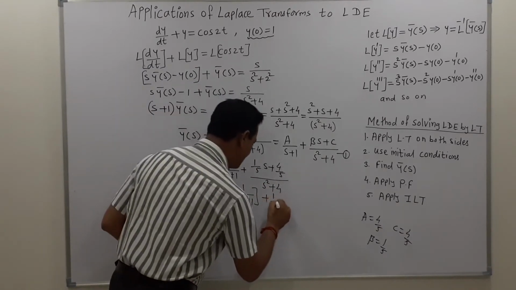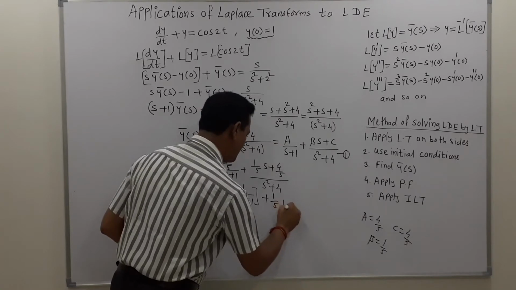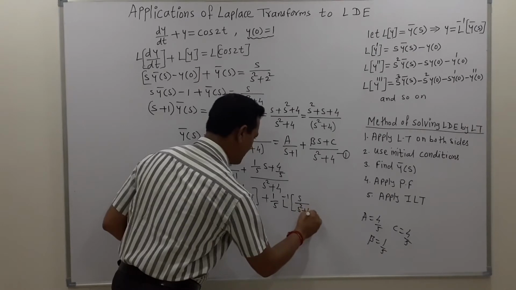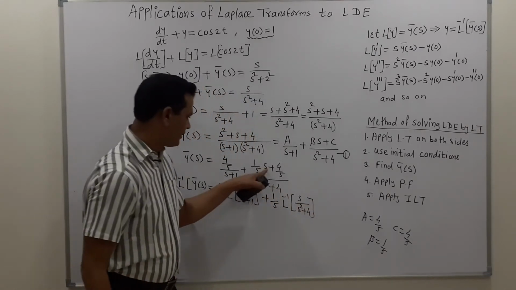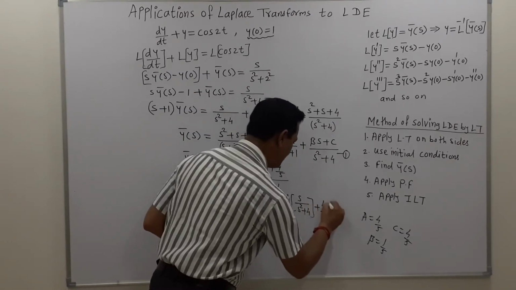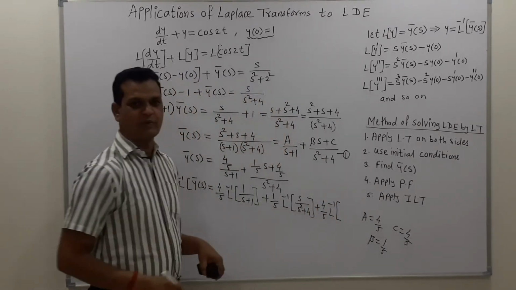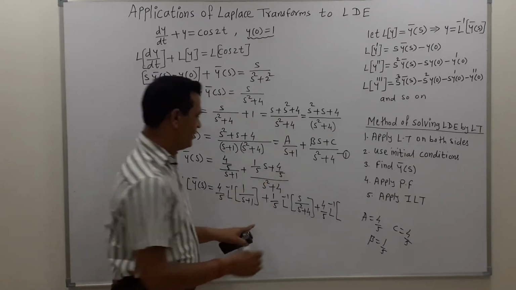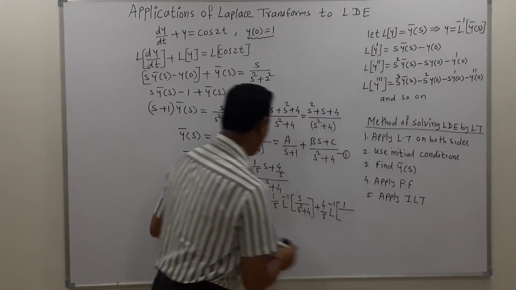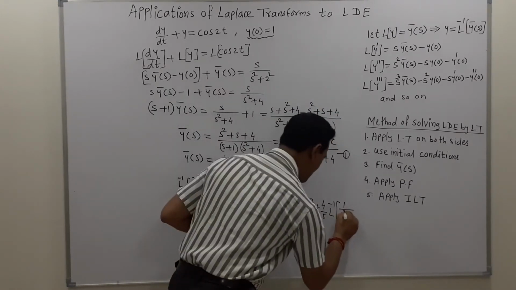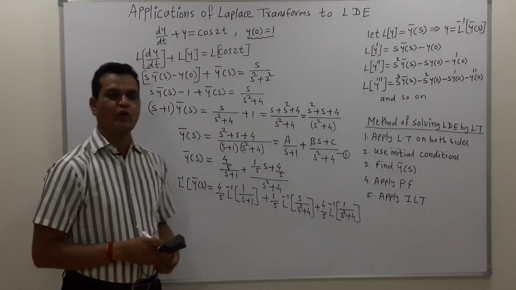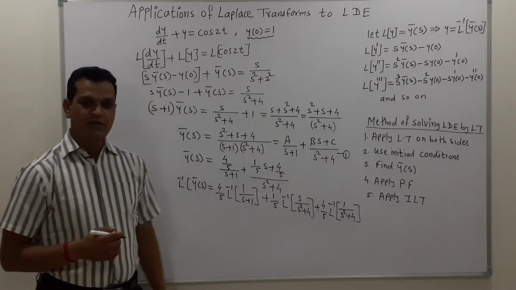So we directly write this as 1 upon 5 into inverse Laplace transformation of s upon s square plus 4. So that is for the first term, plus the second term is plus 4 upon 5 into inverse Laplace transformation of, after taking 4 upon 5 common, we get 1 upon s square plus 4. So this is very simple. So we write this according to the linearity property for the inverse Laplace transformation.